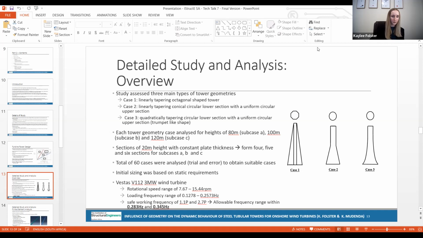So for the Vestas V112 3 megawatt wind turbine, this gives us a rotational speed range of between 7.67 and 15.44 revs per minute, which equates to a loading frequency range of between 0.1278 and 0.2573 hertz. So this then gives us an allowable frequency range of between 0.283 and 0.35 hertz. So that is how we designed the tower, such that we would try and get it to have a natural frequency within that range.